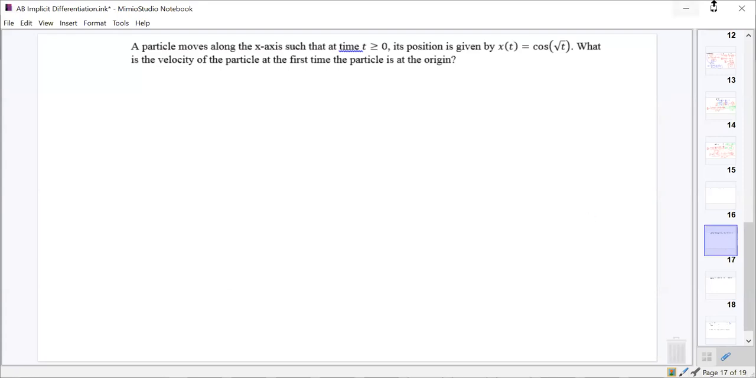We're going to write a couple things down. So if the position is x of t equals cosine root t, and we're interested in velocity, what is that going to be? Velocity is going to be x prime, right? Derivative of position. You guys would agree with that? Okay, good. We're not going to find the derivative of it because we're going to have our calculator do the work for us. But when do we want to know the velocity? We want to know the velocity the first time the particle is at the origin. Well, when the particle is at the origin, what is its position?